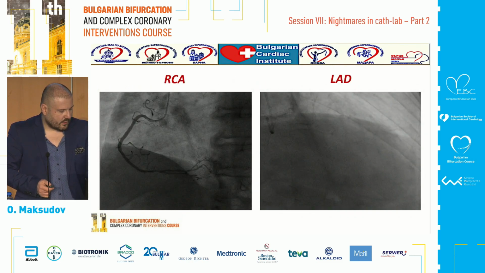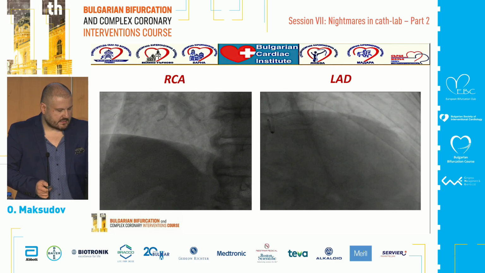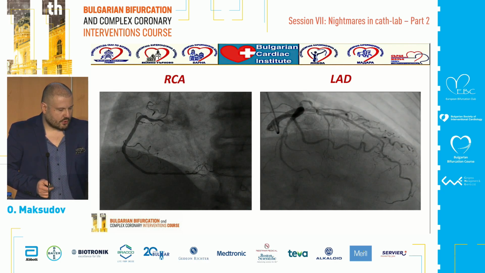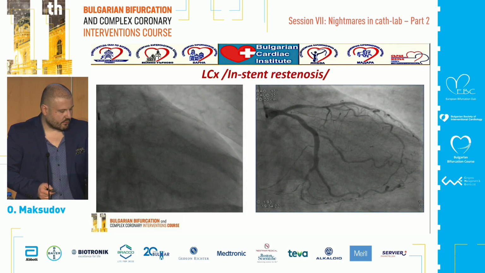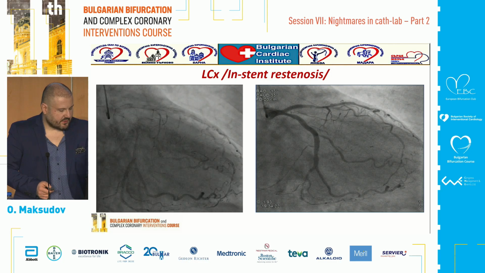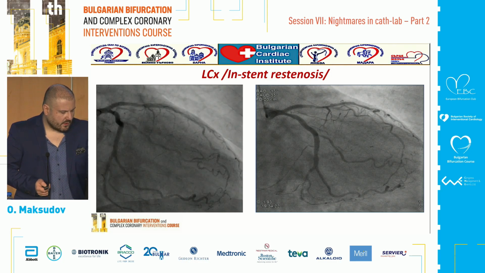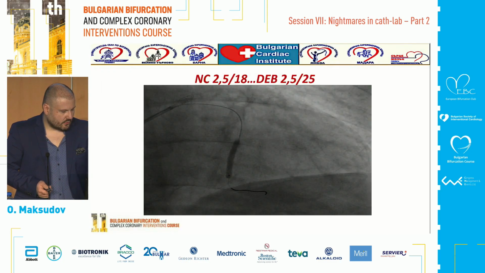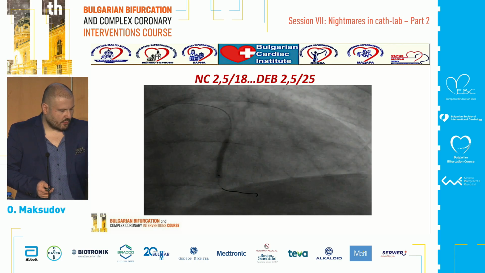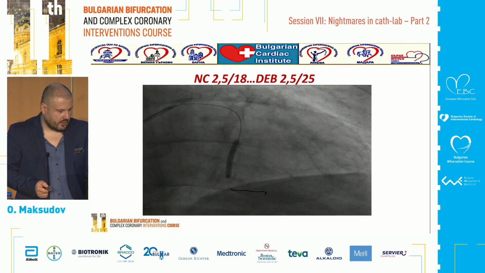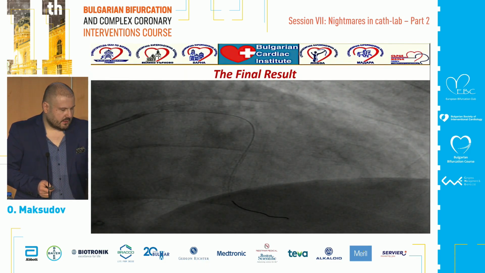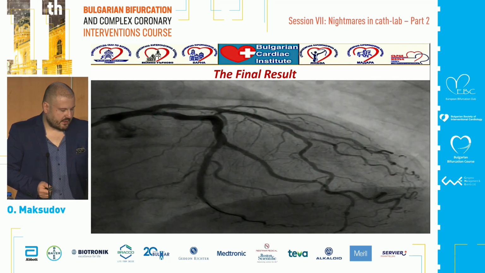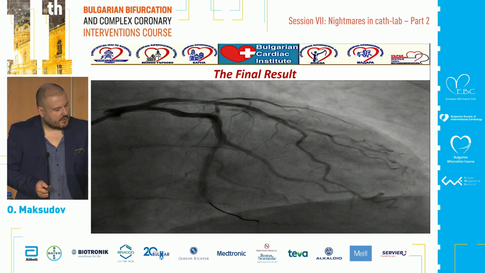The RCA had patent stents, the LAD also had a patent ostial stent, and the problem was in the distal part of the circumflex artery with severe in-stent restenosis. What we did was predilatation with a non-compliant balloon and, of course, one-to-one sizing with a drug-coated balloon. And this was the final angiographic result.